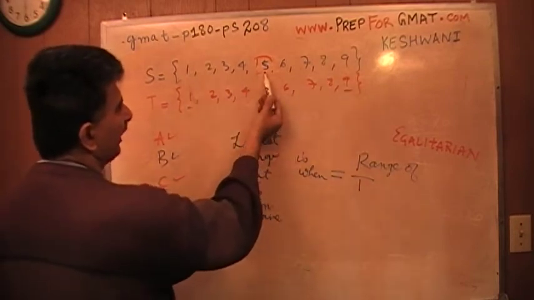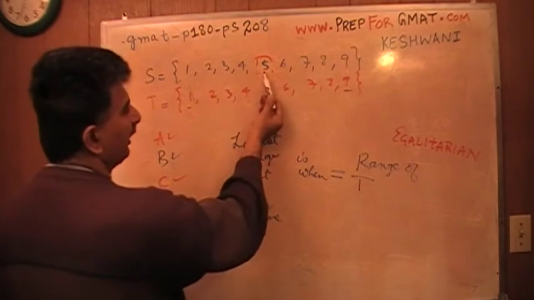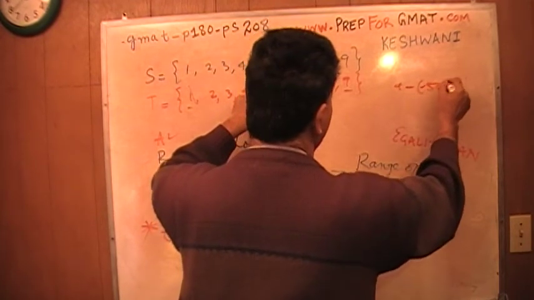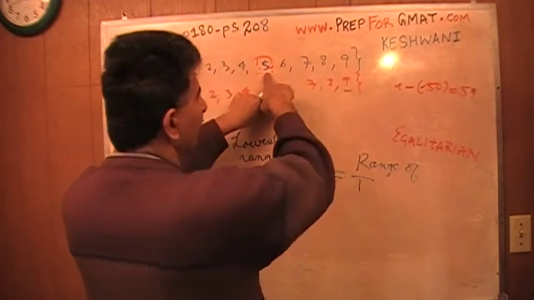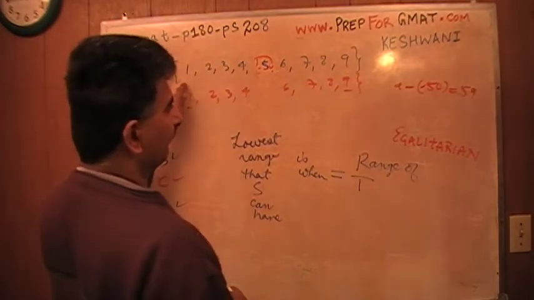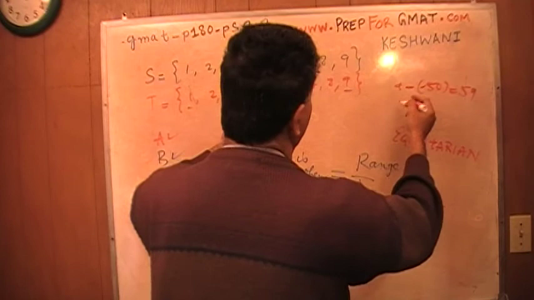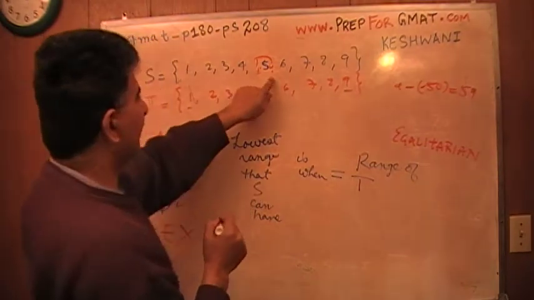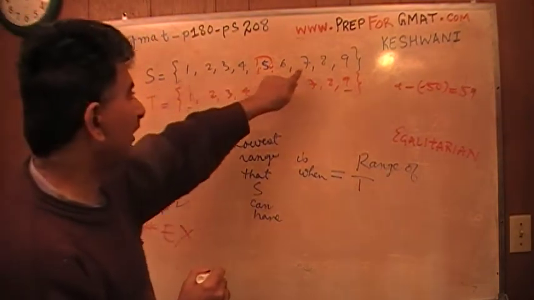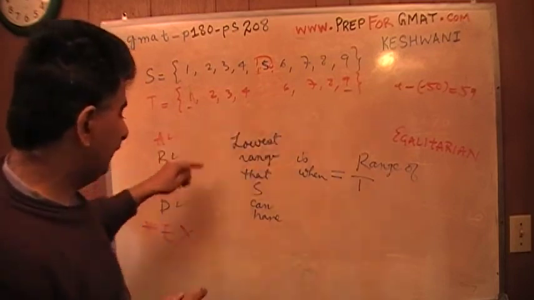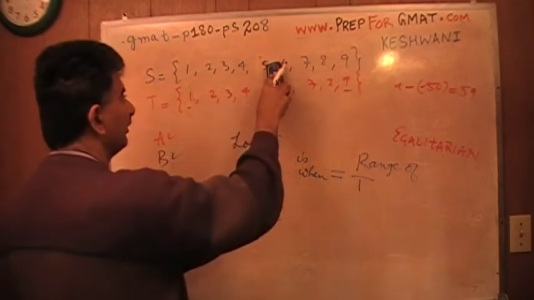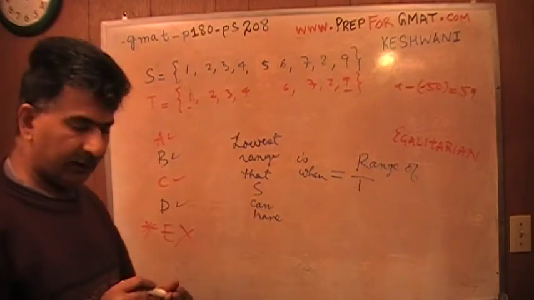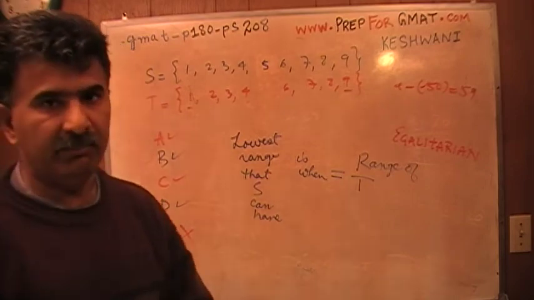If this were negative 50, the range would still be higher, because it will go all the way from negative 50 to 9. If this were negative 50, the range would have been 9 minus negative 50. The range would have been 59. If this were positive 50, the range would have been 50 minus 1, 49. So as you can see, the range of S is always going to be either greater than the range of T, or the only extreme situation that I showed you, where 5 was missing here. And that's how you solve this problem. You just have to think about it. It's not about math, it's about thinking.